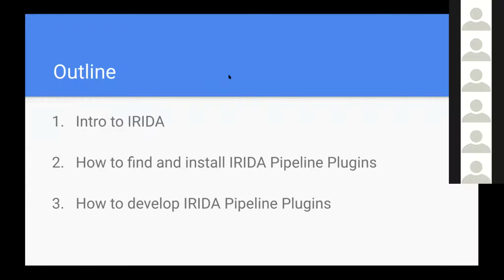Just as a quick outline, there are basically three main topics I'm going to talk about today. A quick intro to what Irida is and why you might want to use it. We're going to talk about how to find and install Irida pipeline plugins that already exist. There's a growing suite of existing pipeline plugins out there that I hope some of you might be interested in adding to. And there's a single place where you can look to find some of the existing plugins that are available to you right now.